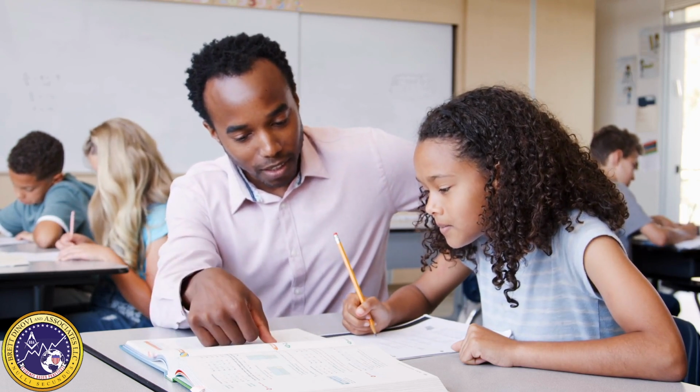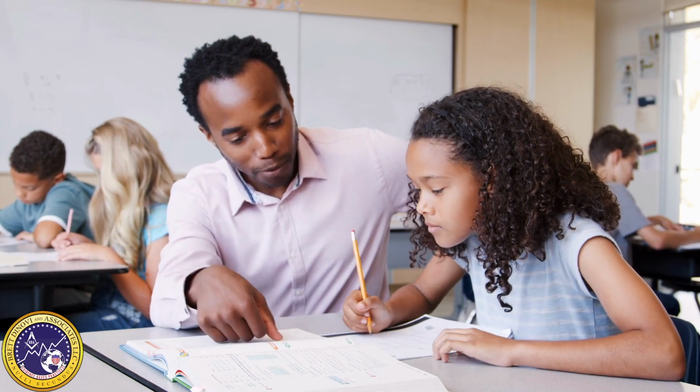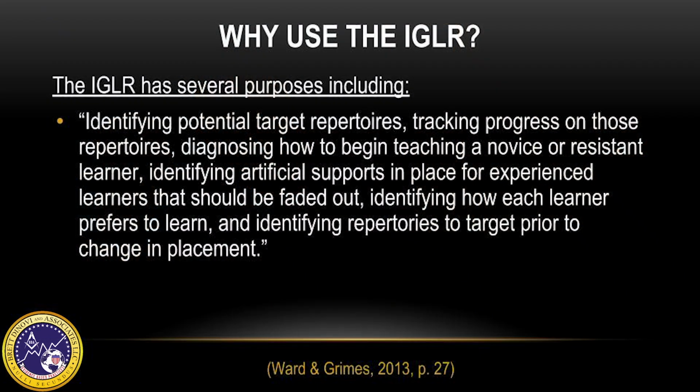While the percentage grids are helpful in compiling a list of broad recommendations, Ward and Grimes note that the real purpose of the IGLR includes identifying potential target repertoires, tracking progress on those repertoires, diagnosing how to begin teaching a novice or resistant learner, identifying artificial supports in place for experienced learners that should be faded out, identifying how each learner prefers to learn, and identifying repertoires to target prior to change in placement.